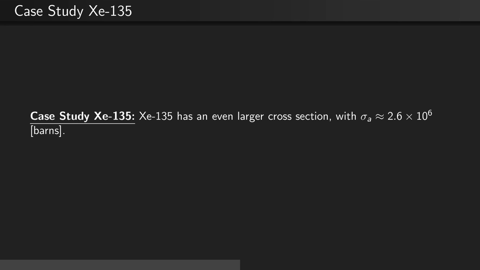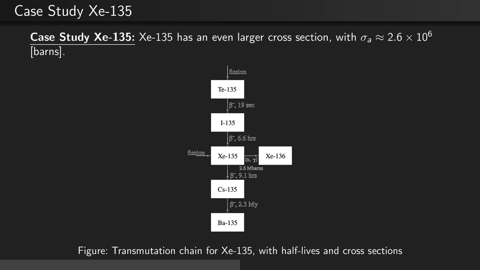For our second case study, let's examine the neutron poison xenon-135. This has an even larger absorption cross-section, approximately 2.6 million barns. Here we see the transmutation chain for xenon-135. Fission can create either tellurium-135 or xenon-135 directly. A series of beta decays then occur very quickly, leading to xenon-135. Xenon-135 may either beta minus decay or undergo neutron capture, creating xenon-136.